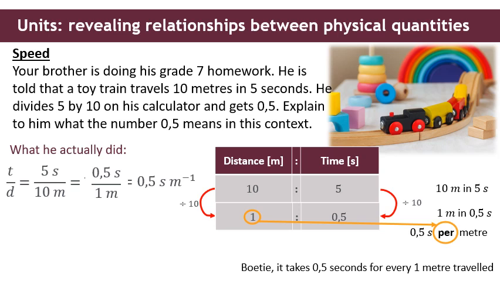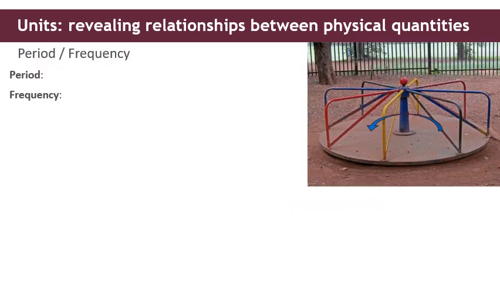Now this physical quantity, which makes perfectly good sense, doesn't have a name. So let's give it a name. I'm going to call it the deeps. I don't know if you've seen what I've done there. Speed backwards. So we can say, Buddy, you have calculated the deeps of the toy train. 0.5 seconds per meter. For every meter that this train travels, it takes 0.5 seconds.